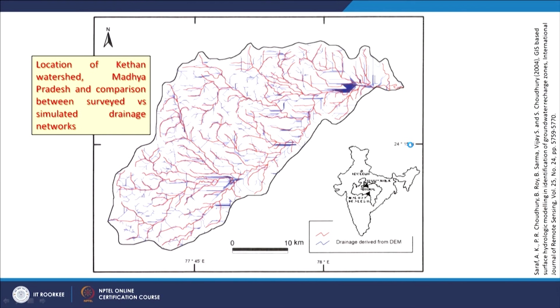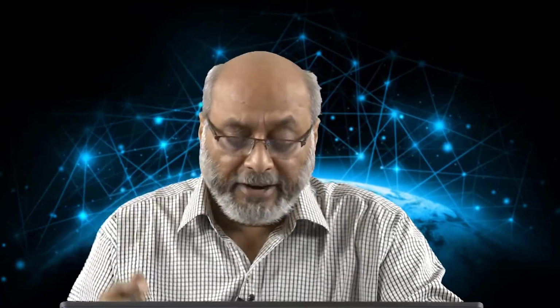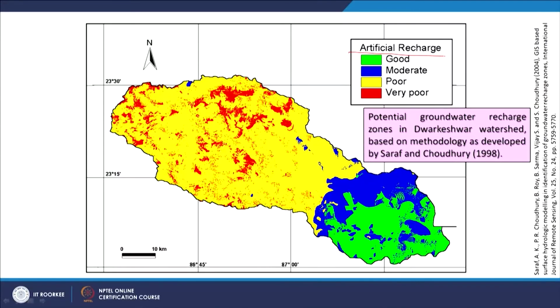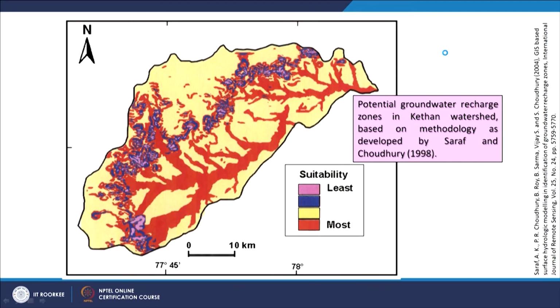So, a very simple technique. Here is one more example of a different area; you can see it works very well. Of course, you can find out the areas which are good for artificial recharge of the groundwater regime, and you can do it quite easily. Similarly, you can find out the potential groundwater recharge zones for another basin.